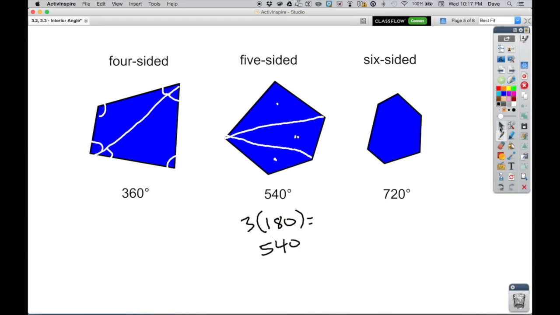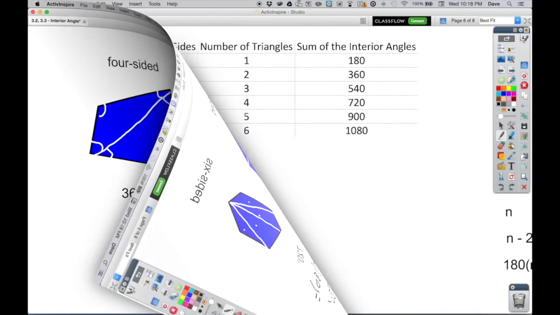And same thing if we continue with this pattern. Pick a vertex, start cutting triangles. There's 1, 2, 3, and 4. So we get 4 times 180, and that's where we got the 720 from.